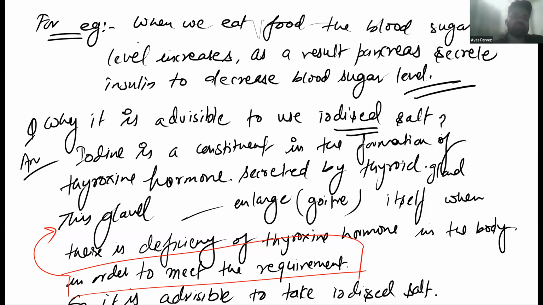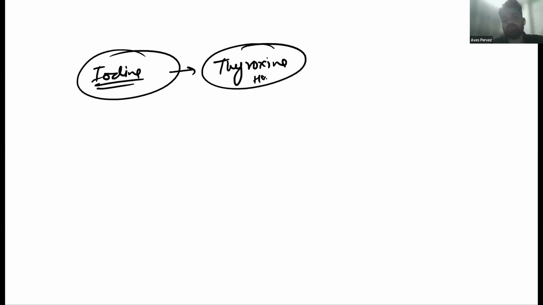Because iodine is an important constituent for the production of thyroxine hormone, and this thyroxine hormone is secreted by the thyroid gland. Okay, understood.